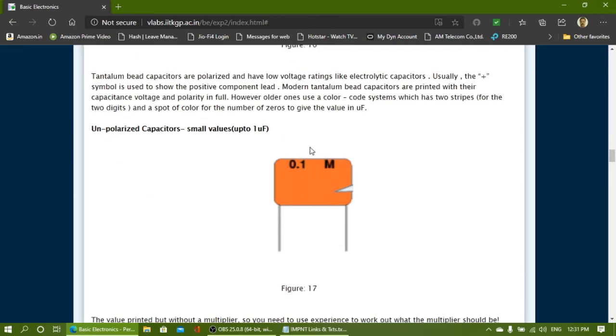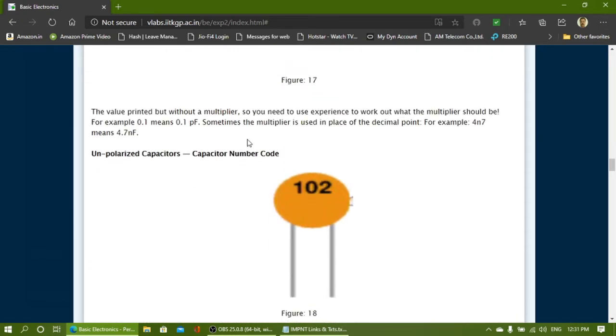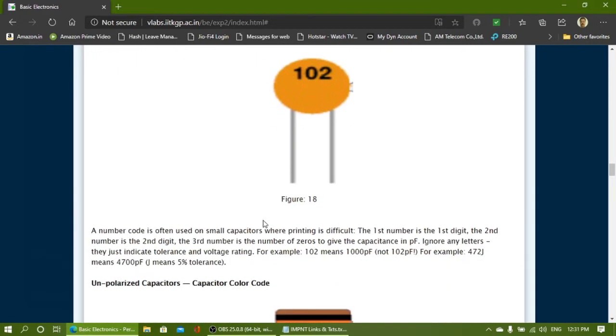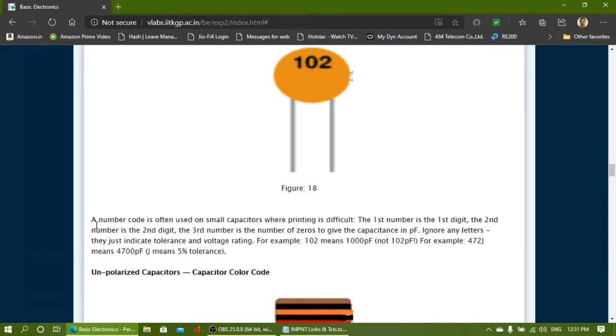And this is a conventional unpolarized capacitor. This is the numeric code. Now we will see how to decode this numeric code. A number code is often used in small capacitors where printing is difficult, because this capacitor is so small in size, you are not able to write so many things on it. So the first number is the first digit and the second number is the second digit, that means 1 and 0, and then the third number is the number of zeros, to give the capacitance in pF value. Ignore any letters, as they just indicate the tolerance and voltage ratings.